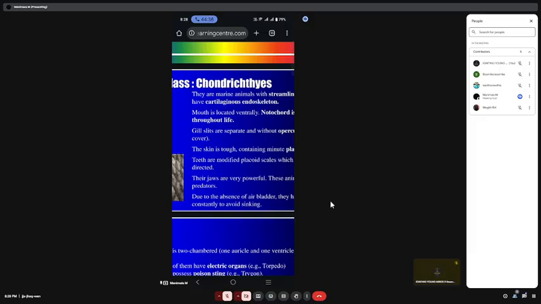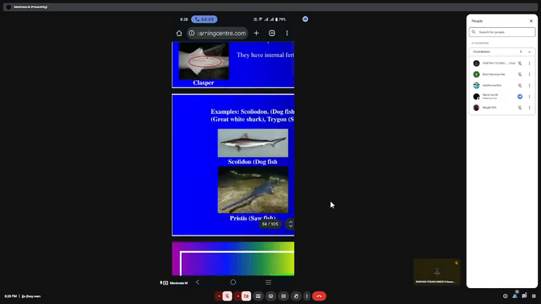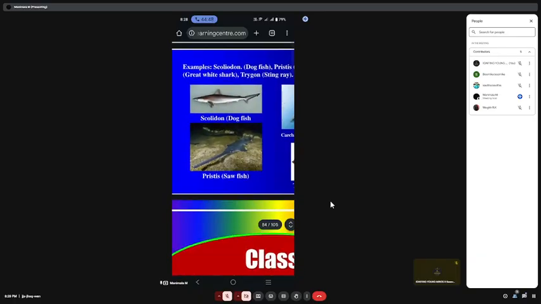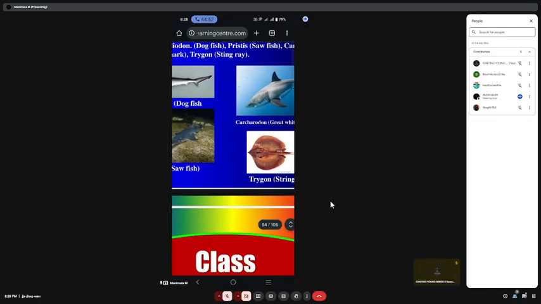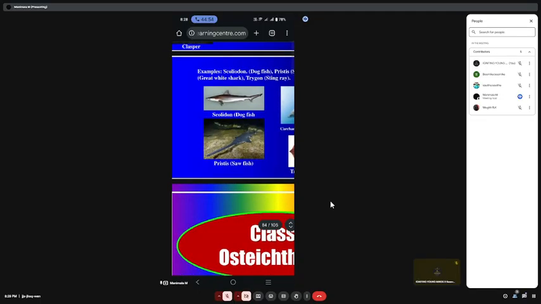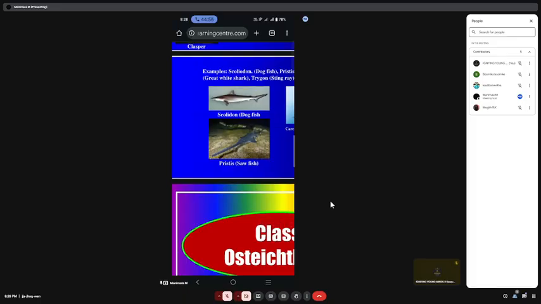And it is a marine animal, and it lives in the marine for most of the time. Cartilaginous endoskeleton is present. Okay, and it has a streamlined body. Examples: the dogfish, sawfish, stingfish, great white shark. So these are some of the examples of these organisms.